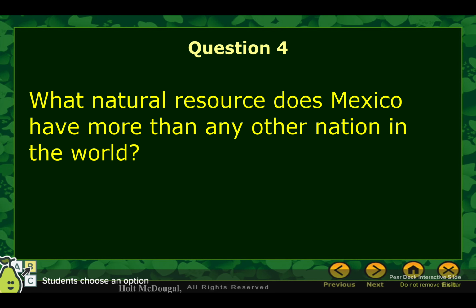All right, so what natural resources does Mexico have more than any other nation in the world? You should remember, because I just told you. That's question 4.